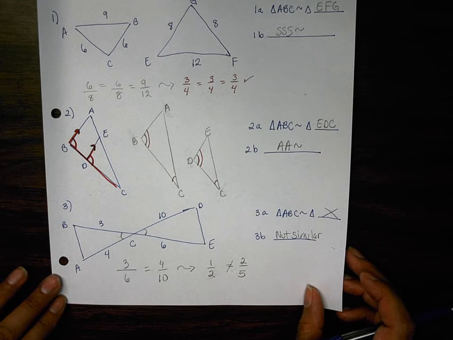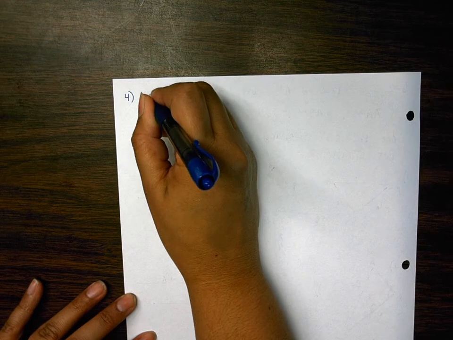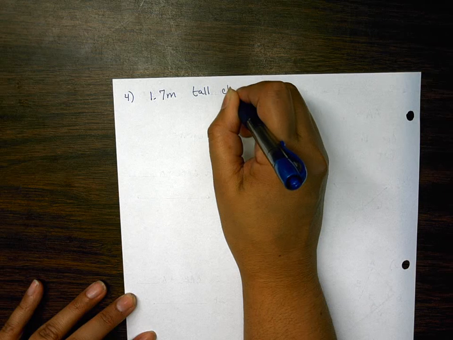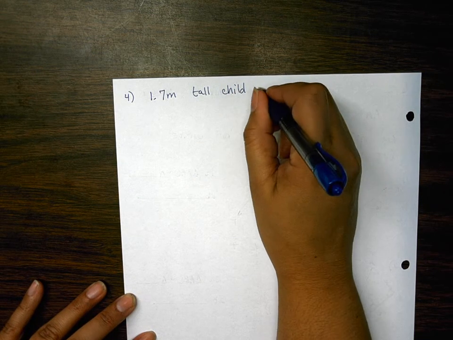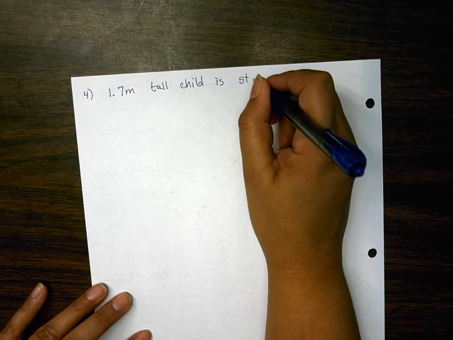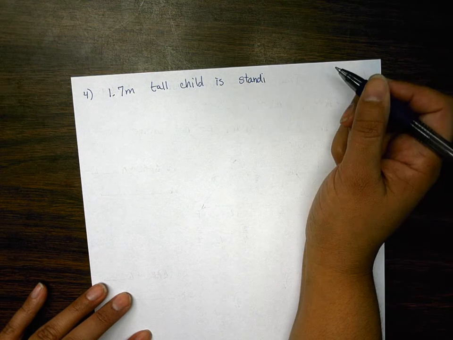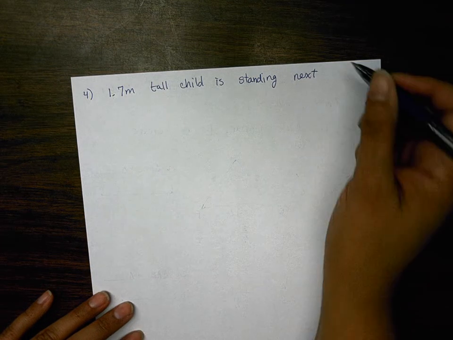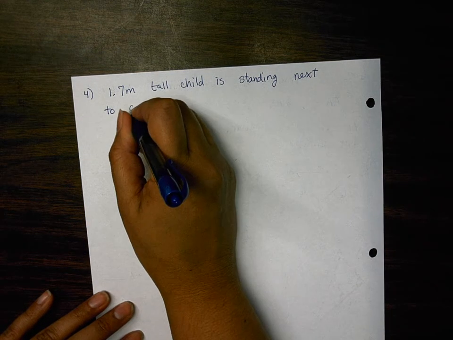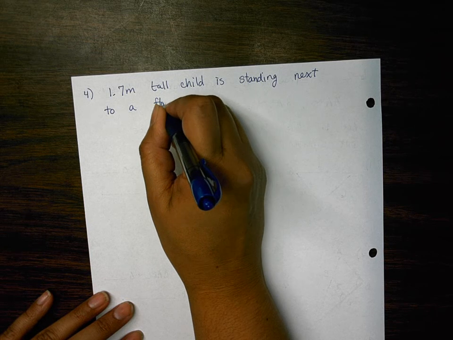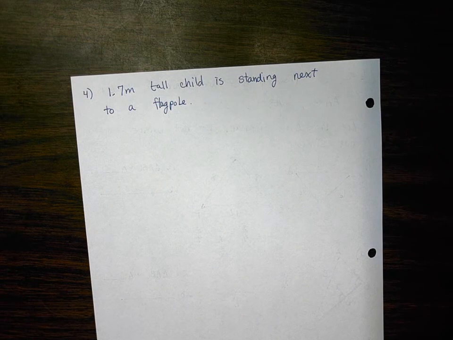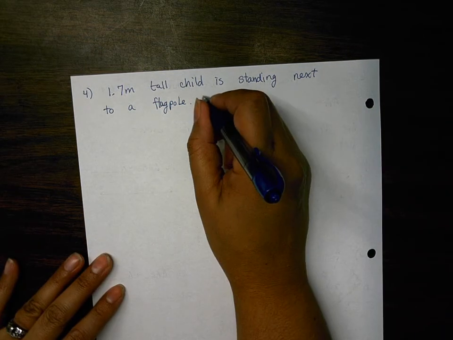Okay, number 4. Are we good with number 3? Any questions on 1, 2, or 3? Okay, number 4. A 1.7 meter tall child standing next to a flagpole.